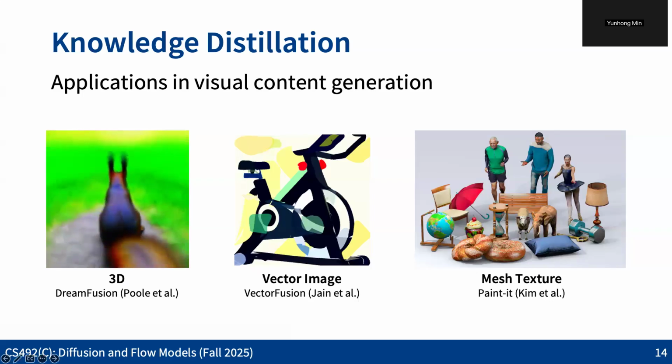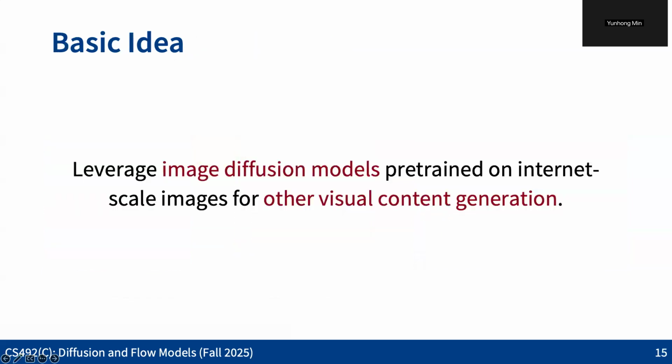So what we are going to briefly discuss today is some techniques for leveraging knowledge from image diffusion models that have been trained with internet-scale image datasets to produce many other kinds of visual content. And this idea can be applied not only to generate visual content, but for many other things. I didn't bring examples here, but you can find some on the internet, using this idea to produce audio or motion or many other things.